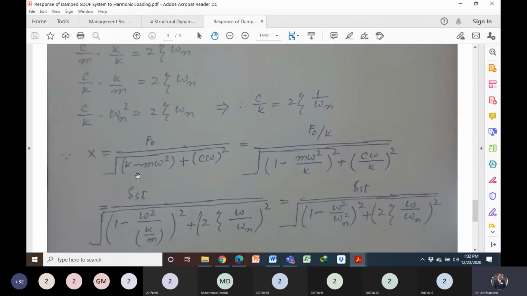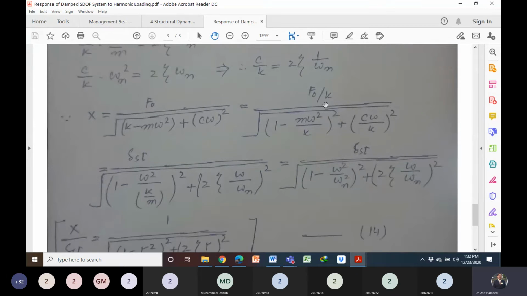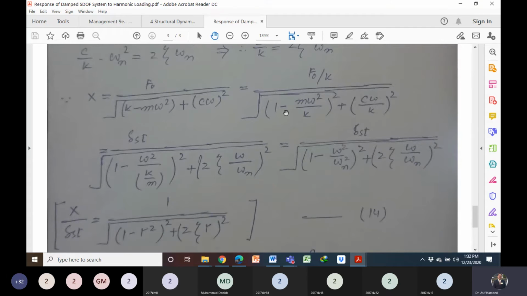So up to this point, we have the square root of (k minus m omega square) whole square plus (c omega) square. This one we have derived previously. What we can do now is divide the numerator and the denominator by k. So 1 minus m omega square over k, plus c omega over k whole square, and then we can take mass in the denominator. K over m, what is it? This is the square of the natural frequency.